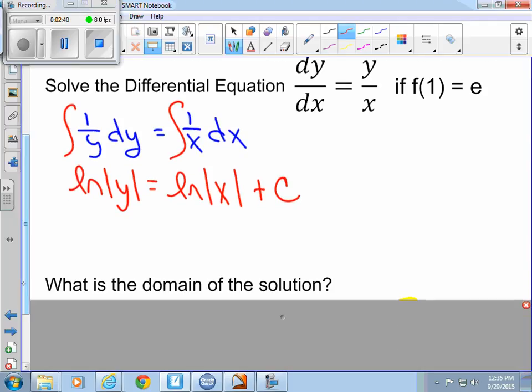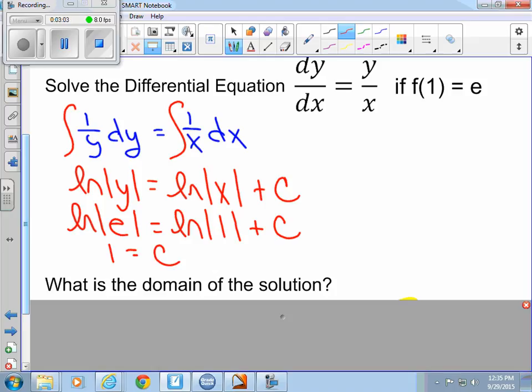Okay, so I'm going to now use the initial condition. I said that f of 1 is E. So I'm going to use that. 1 is the x value, y is the E value, so I'm going to plug those in. What is natural log of 1? What is natural log of E? So natural log of E is 1, natural log of 1 is 0. So the C value is 1.